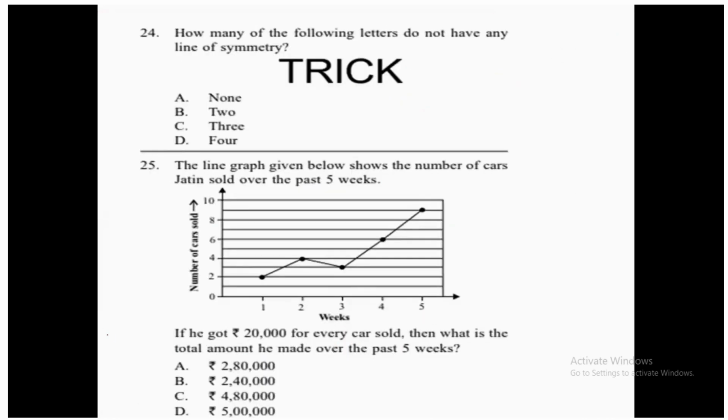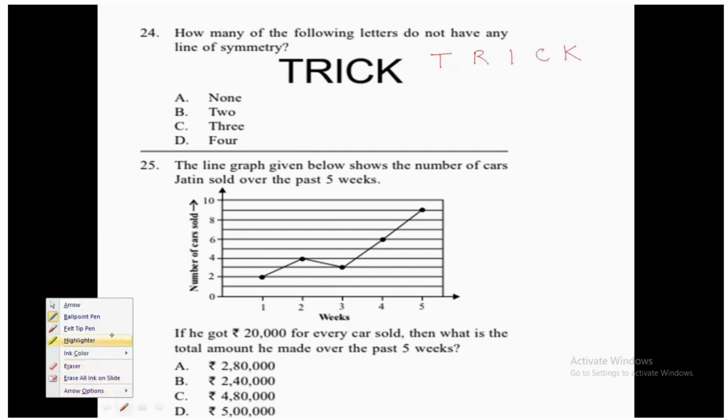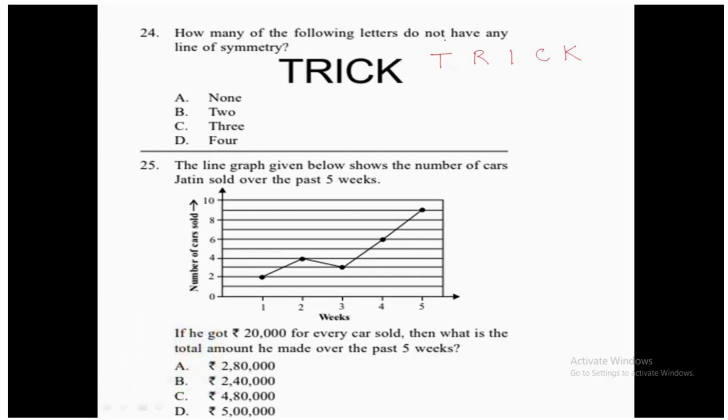Now let's move to question number 24. This question says we need to find how many letters do not have any line of symmetry. If we go through the letter T, it has a vertical line of symmetry. Let me write down all the letters first, and then I will show you the lines of symmetry. Letter T has a vertical line of symmetry. Letter R has no line of symmetry.